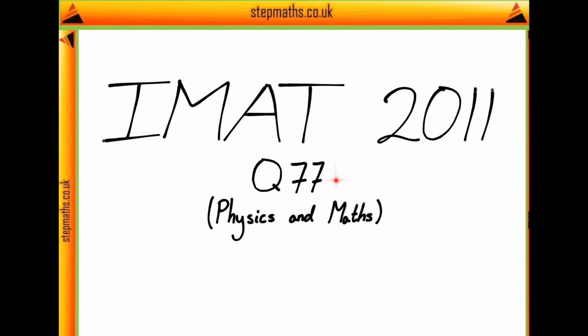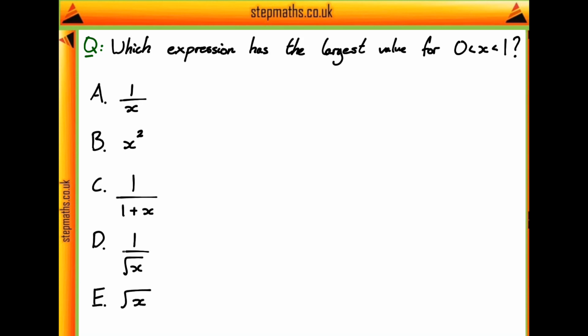Here we're going to look at question 77 from the IMAT 2011 paper. In this question, we're given 5 different expressions, all including the variable x, and we're asked which of these expressions has the largest value for the range of x between 0 and 1.